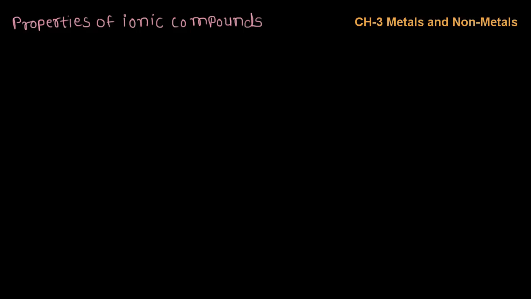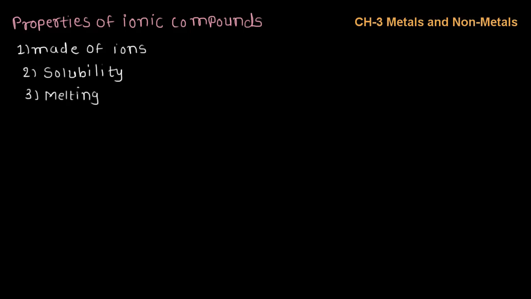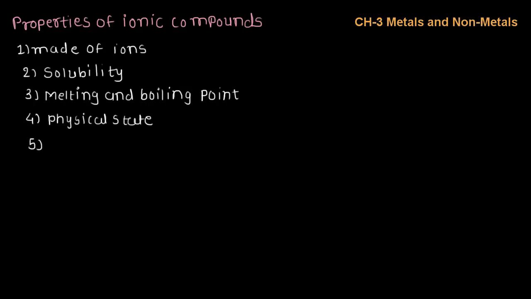So what are the 4 properties that we have seen? The first one is made of ions. Second was solubility. Third one is melting and boiling point. Fourth we have seen was physical state of ionic compound. And the last, fifth, is electrical conductivity. We'll check the electrical conductivity of ionic compounds.